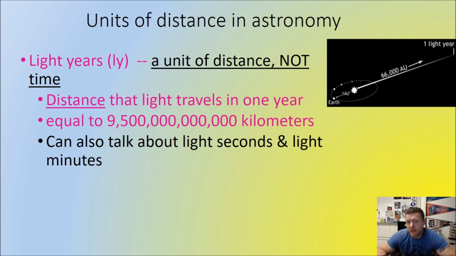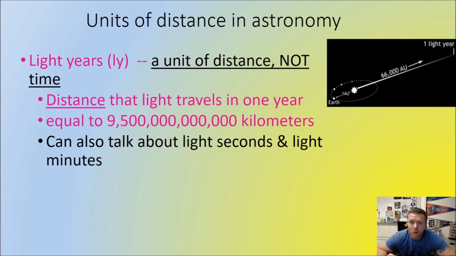You can also have a light second, a light minute, a light hour, a light day, a light week, a light month, a light decade. That's all how far light can go in that amount of time. Light years are probably the most common, unless you're talking about how far does it get, or how far away is the moon.